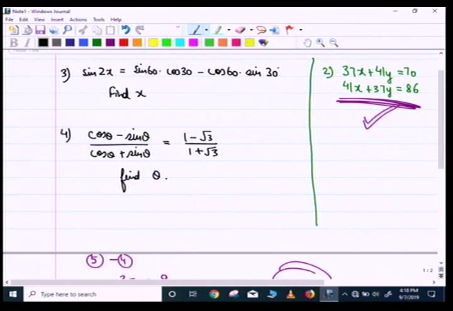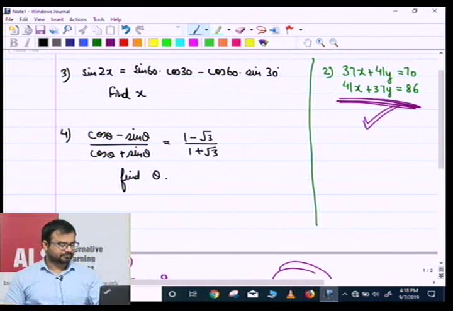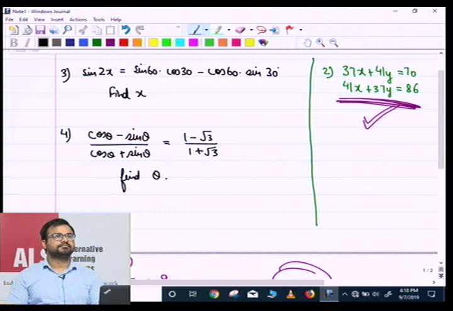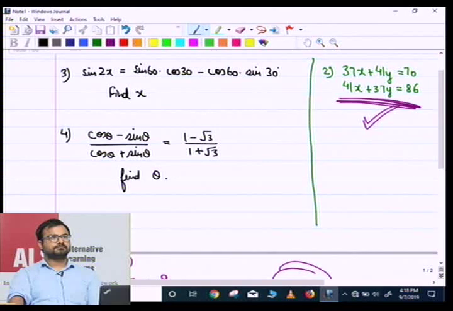No, Saint Joseph, for question 3, it's not the right answer. It's not right. Check your answer once again. Yes, Kohima, that is right. Yes, Shillong, your answer is right.